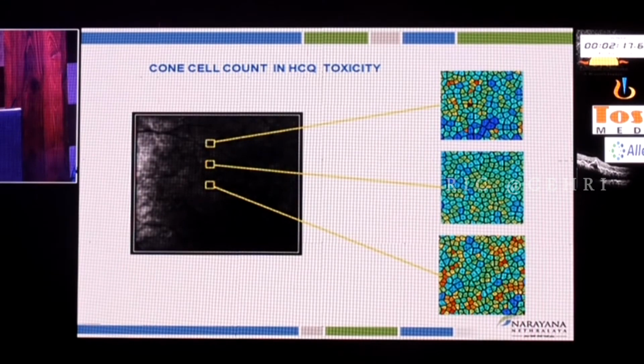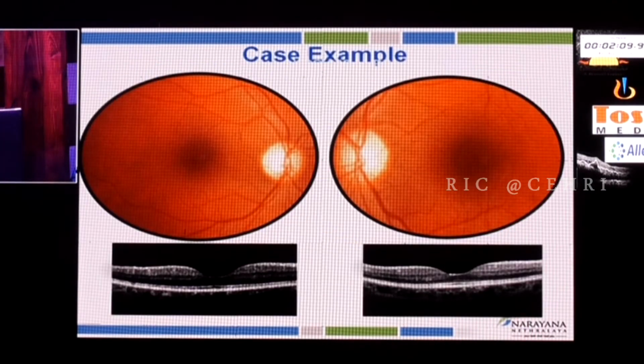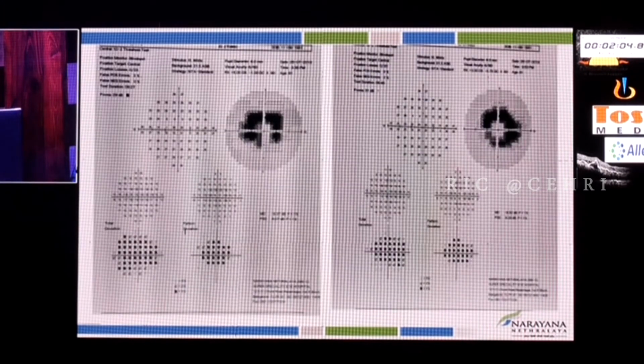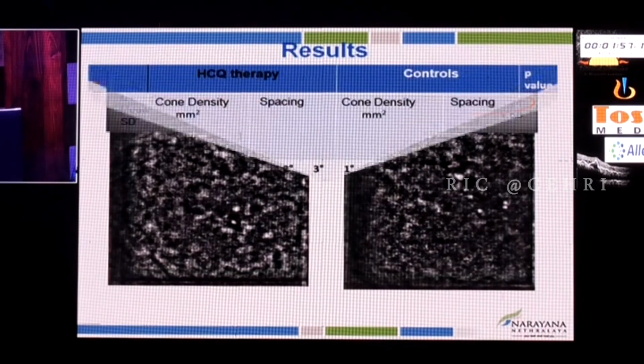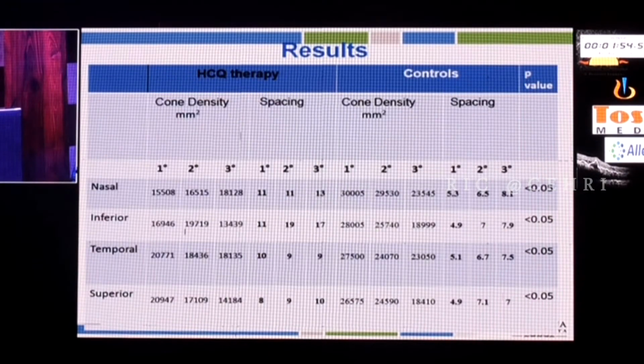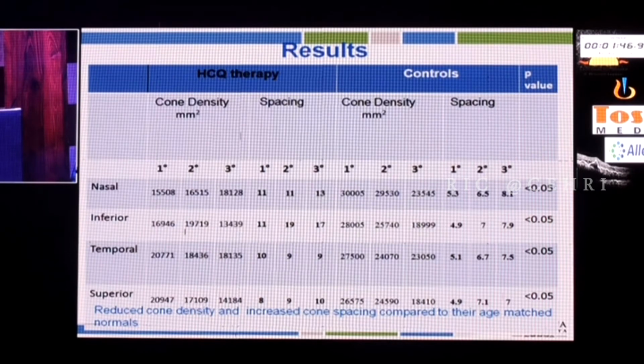Next we will move on to cone cell count in HCQ toxicity. We have done the study with age matched controls, and in this case the fundus shows pigmentary changes. The OCT appearance is almost normal. Autofluorescence is normal. The patient had a visual field defect, and the cone cell count was also decreased in both eyes. Comparing HCQ therapy patients with the control group, we noticed a significant decrease in the cone cell count. In addition to decreased cone cell density, there was increased cone spacing compared to the age matched normals.